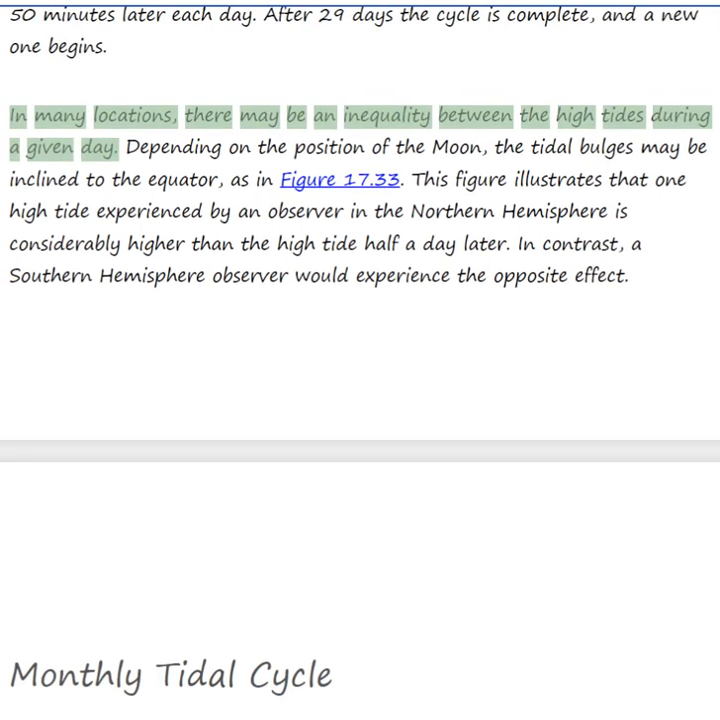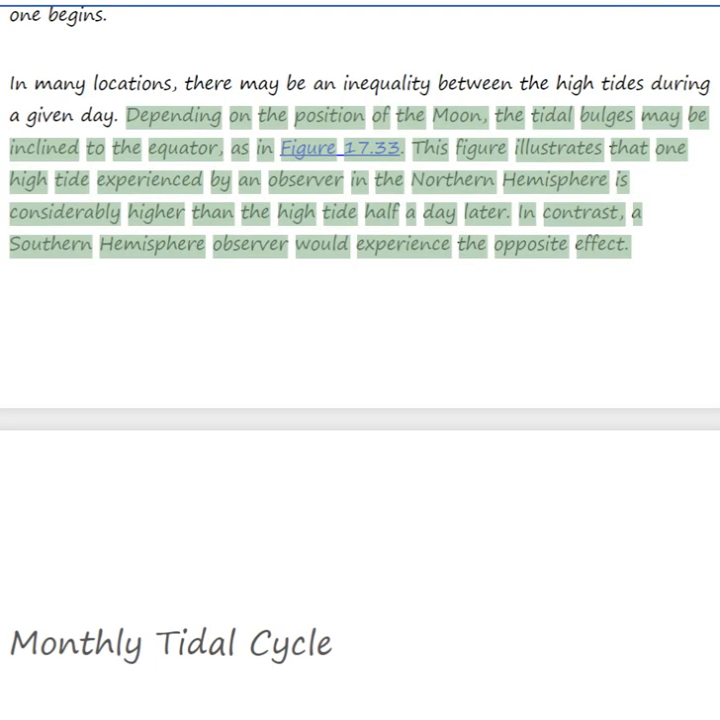In many locations, there may be an inequality between the high tides during a given day. Depending on the position of the Moon, the tidal bulges may be inclined to the equator, as in figure 17.33. This figure illustrates that one high tide experienced by an observer in the northern hemisphere is considerably higher than the high tide half a day later. In contrast, a southern hemisphere observer would experience the opposite effect.